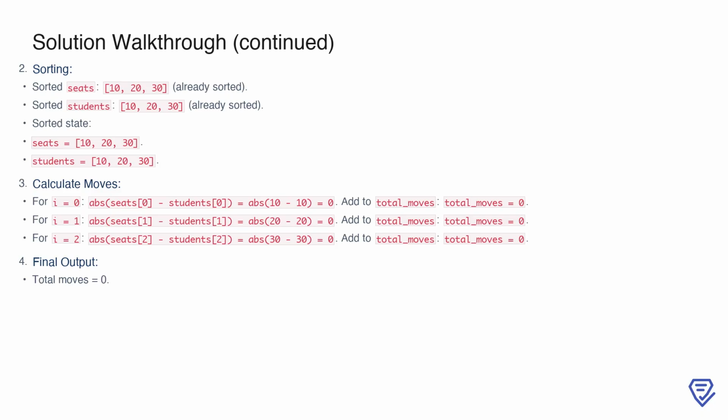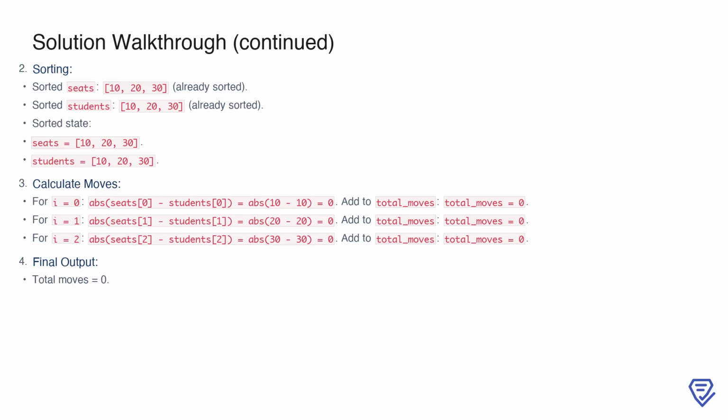For the second pair, seats[1] equals 20 and students[1] equals 20, the difference is abs(20 - 20) equals 0. Again, total_moves remains 0. Finally, for the third pair, seats[2] equals 30 and students[2] equals 30, the difference is abs(30 - 30) equals 0. The total moves are still 0. Since no moves are needed, the result for this example is 0.